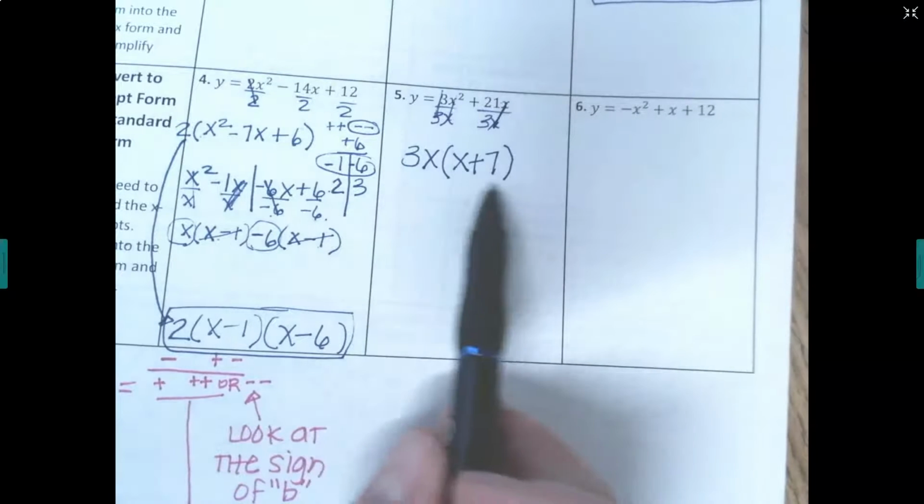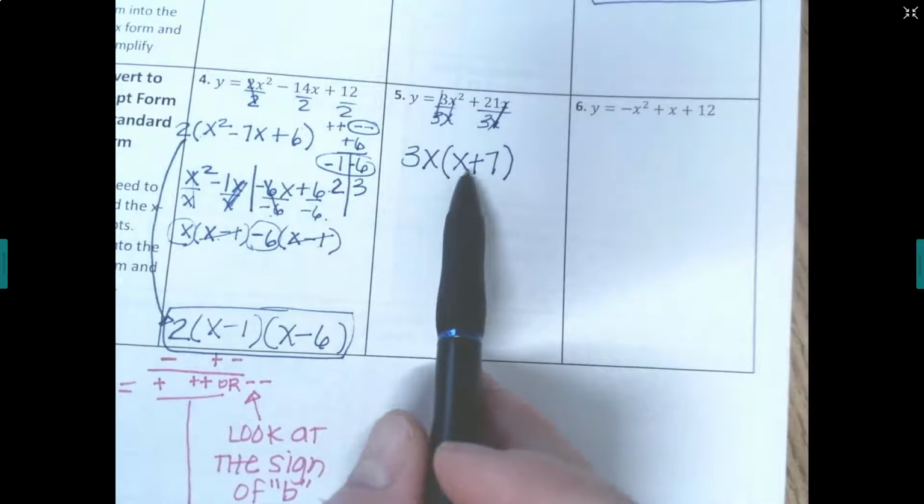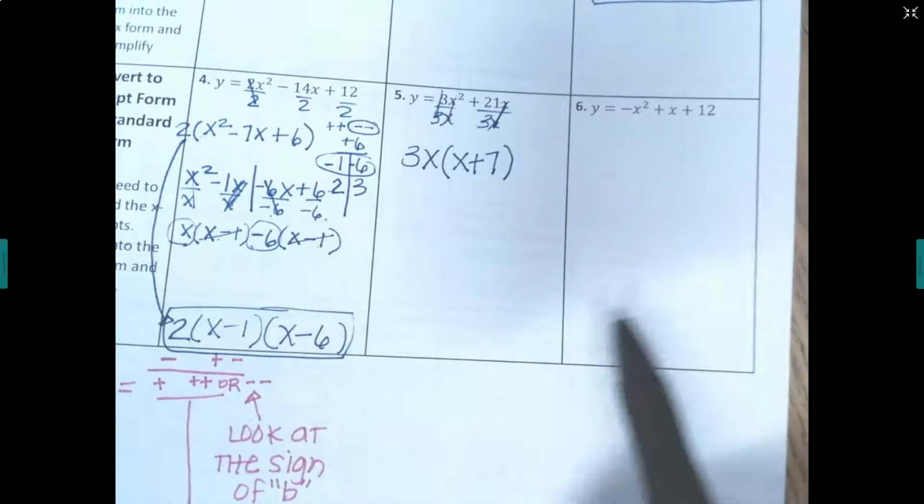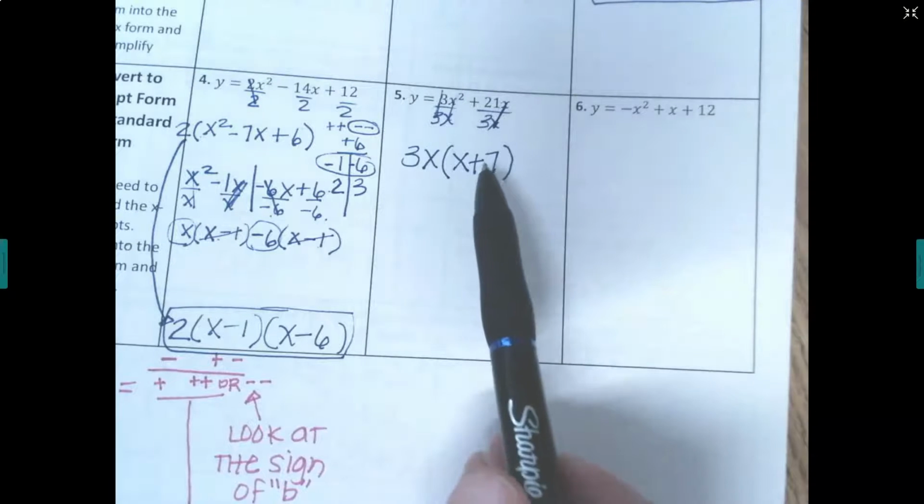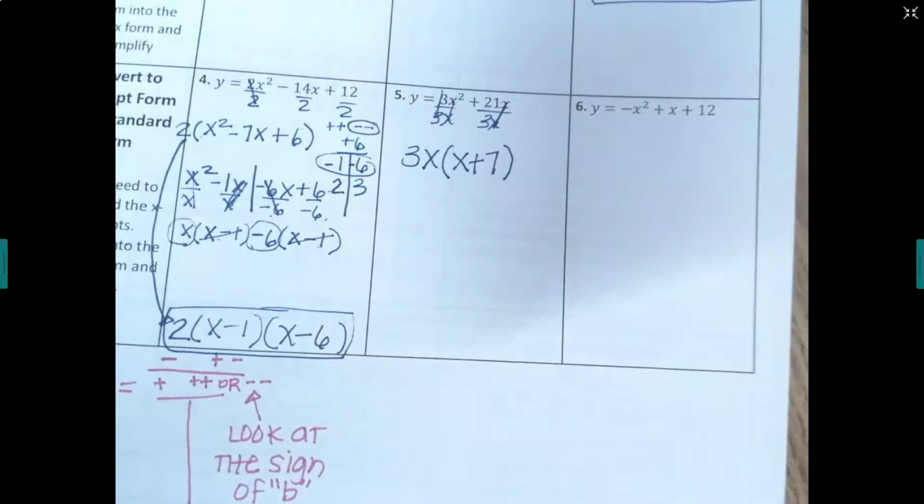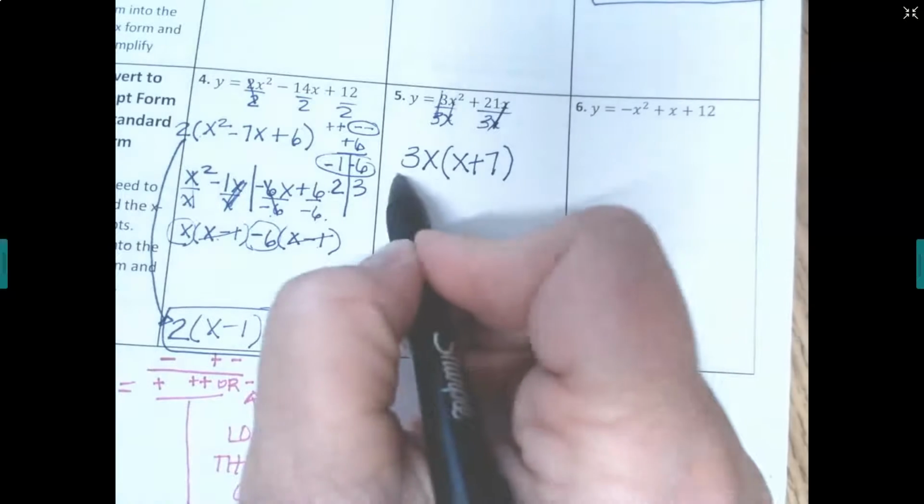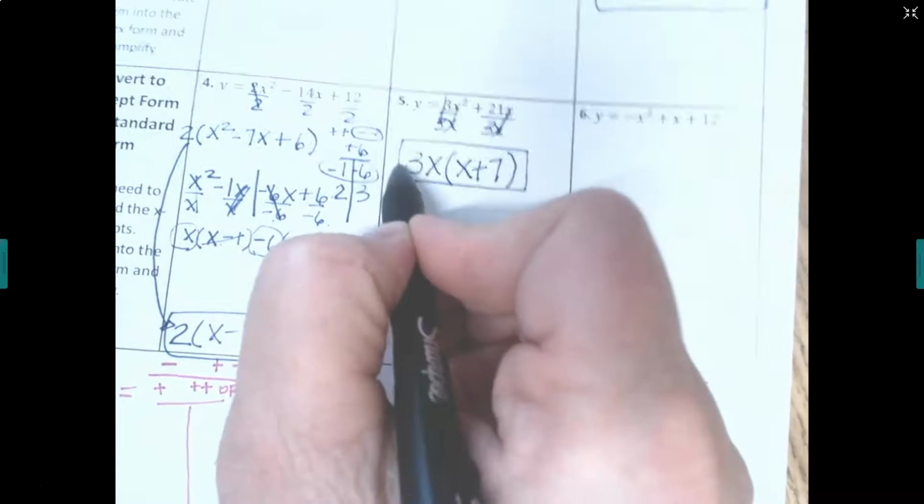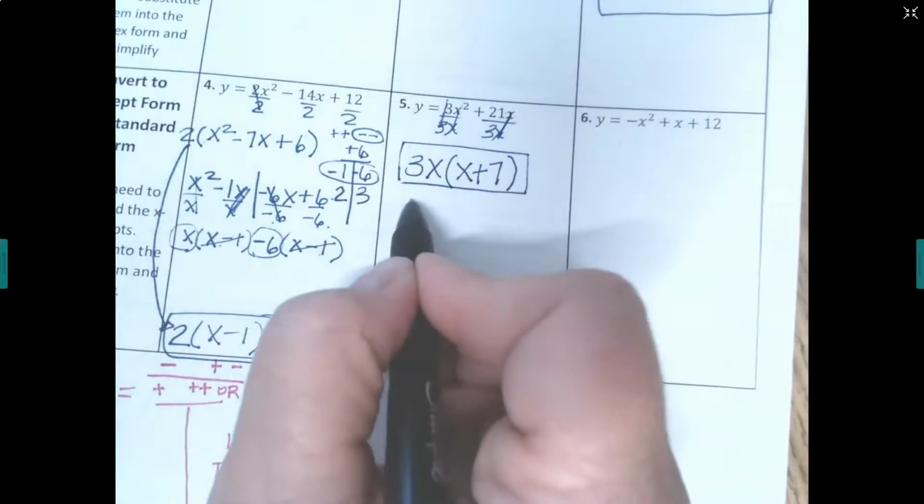Now, I cannot go any further because nothing is squared anymore. Once you're down to x to the first, that's how you're going to know you're done. This is actually as far as we can take this. This is a GCF only problem. This is in factored form. It is done.